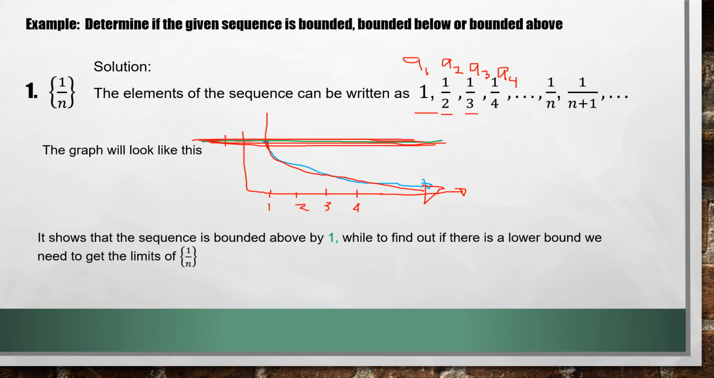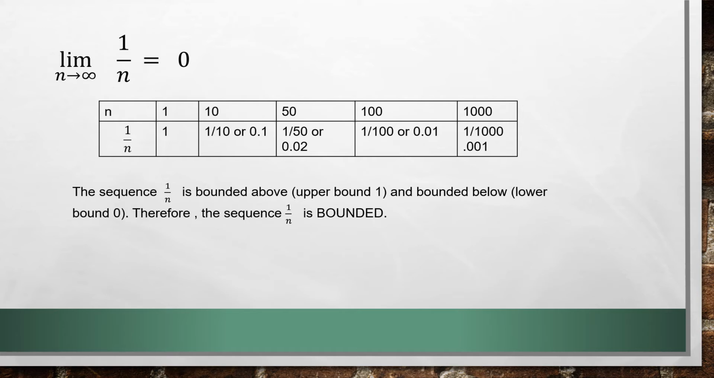Now, since we already know that the given sequence is bounded above by 1, let us try to find out if the sequence has a lower bound. To determine if the given sequence 1 over n has a lower bound, let us find the limit of this sequence: the limit of 1 over n as n approaches positive infinity.